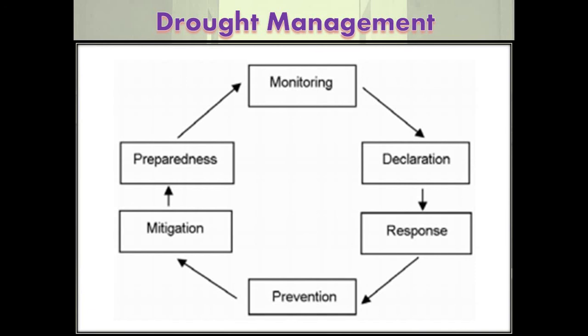So protection is very important in the theory of drought. This is a schematic description of the drought management cycle in India: monitoring, declaration, response, prevention, mitigation, and preparedness.